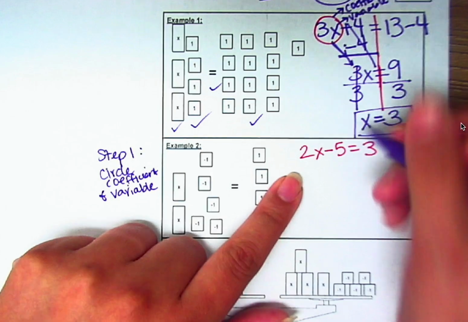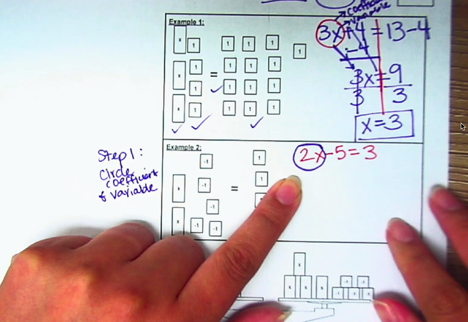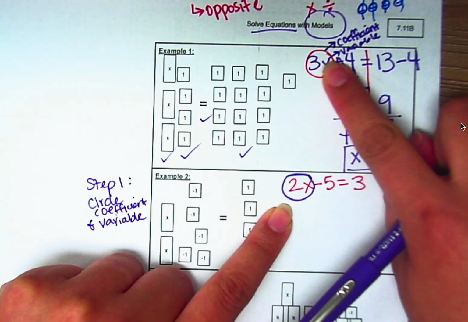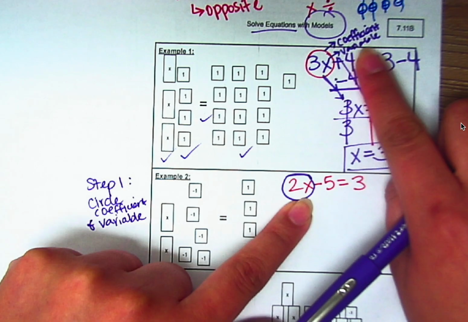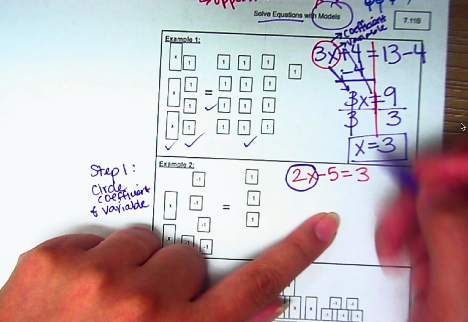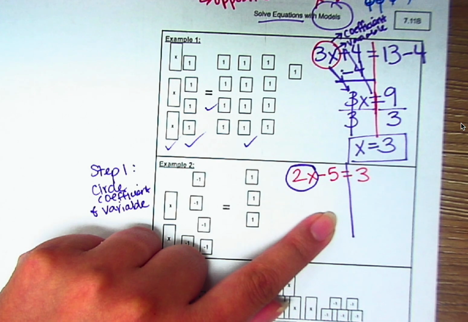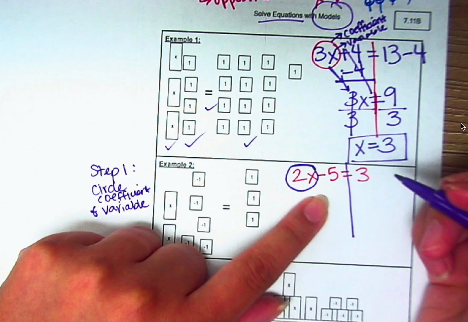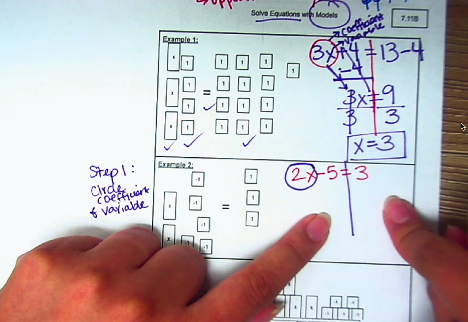Okay, so that means I'm circling 2x. Because remember, the coefficient is a number before the variable, and the x is our variable. So I circled it because I'm going to do that last. I'm going to draw a line through my equal sign because math is fair. What you do to one side, you do to the other.